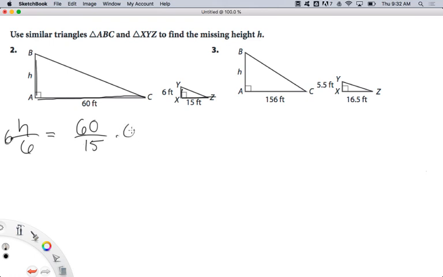You then multiply both sides by 6. You get h equals 60 times 6 over 15, which is 24. Now, sometimes people will ask me things like, oh, don't I multiply 15 times 6 as well? The answer is no, because this is equivalent to 60 over 15 times 6 over 1. So it's just 60 times 6 over 15. The 15 doesn't get multiplied. So go ahead and do number 3 now. Do number 3 on your own.